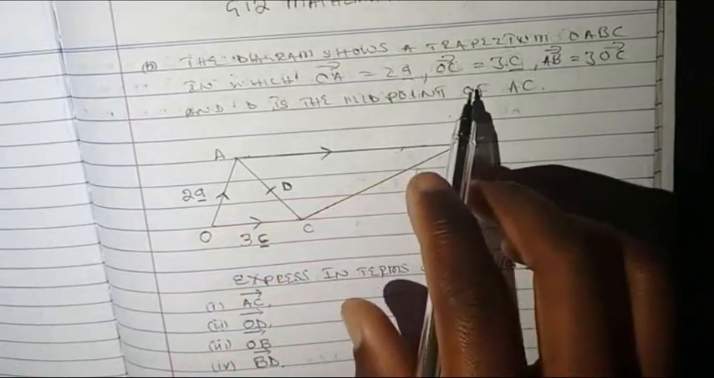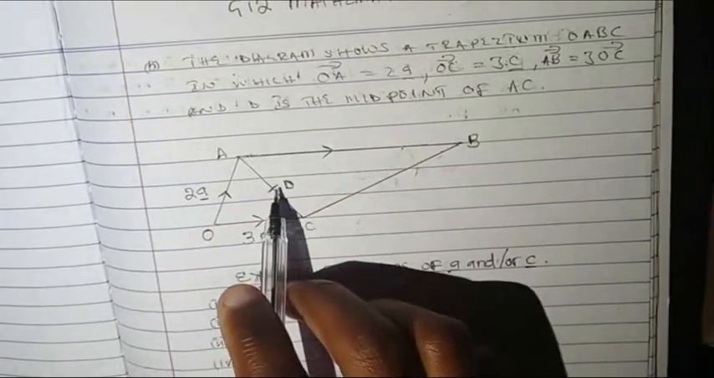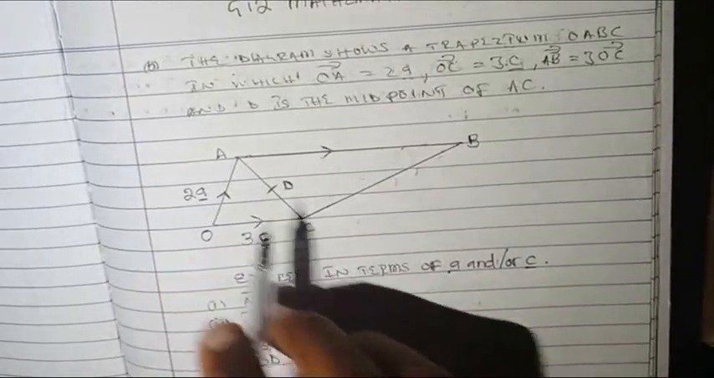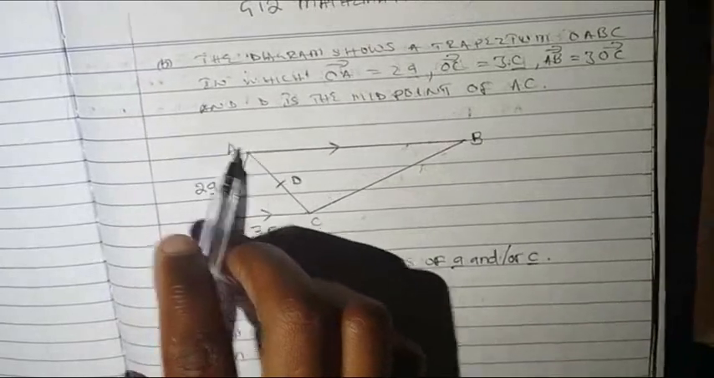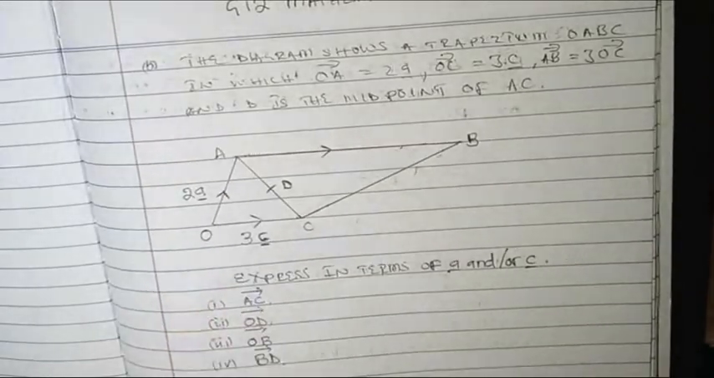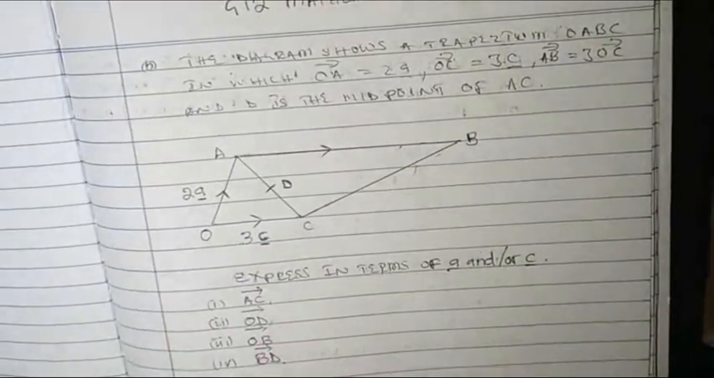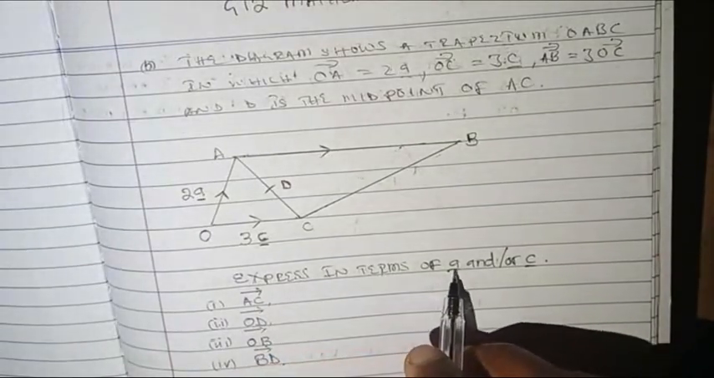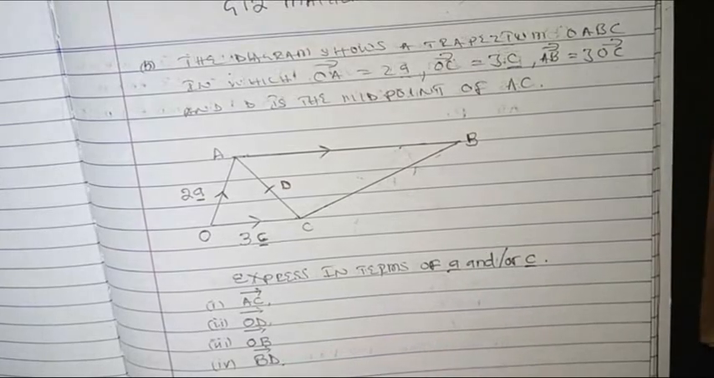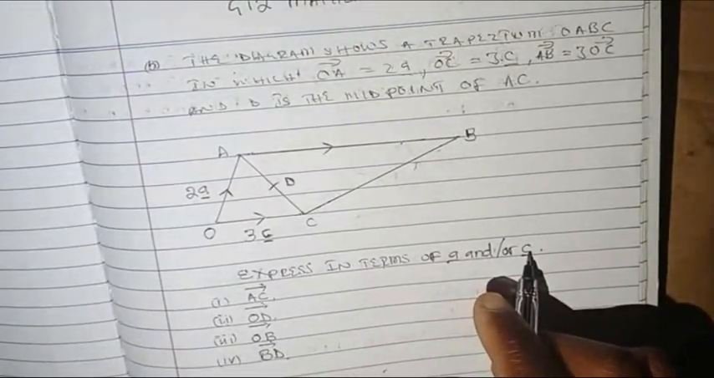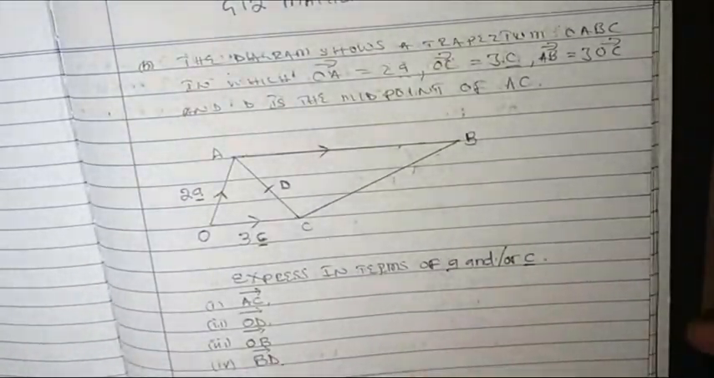And D is the midpoint of AC. So where is D? D is there, and it's the midpoint of AC. So this length here from A to D and this length from D to C are equal, because D is the midpoint. And we are told to do what? Express in terms of a and/or c. So in all our answers that we solve, they should be a and/or c.